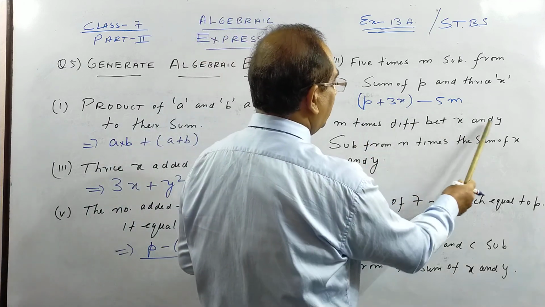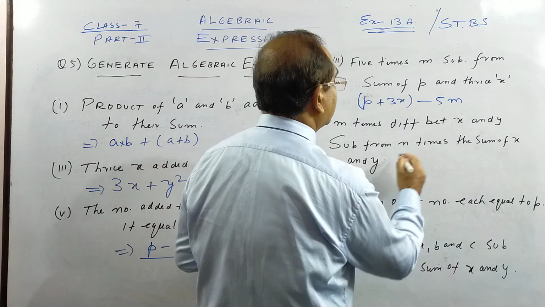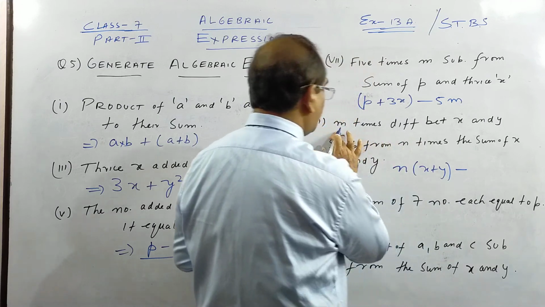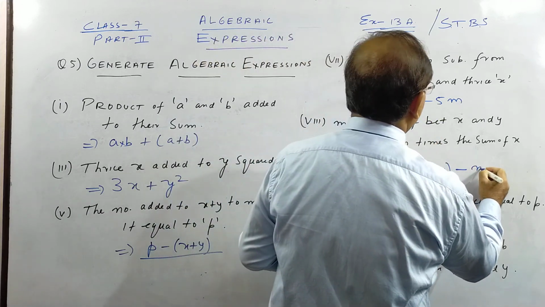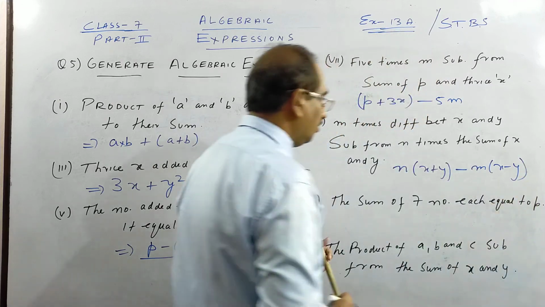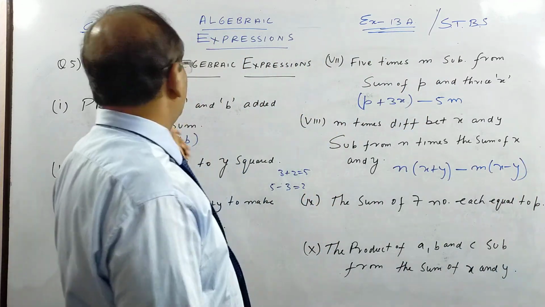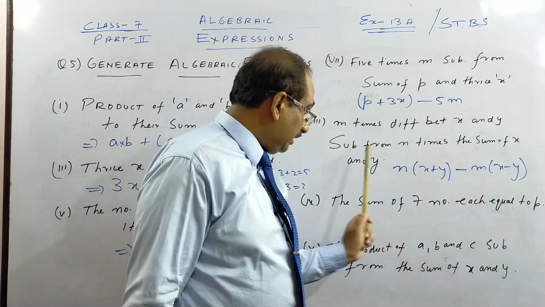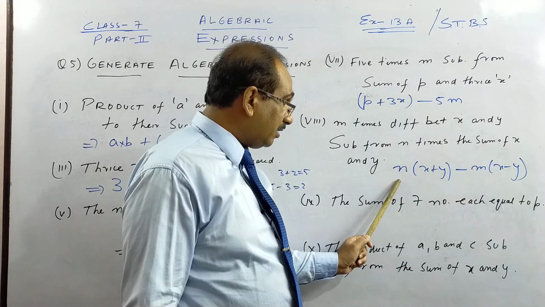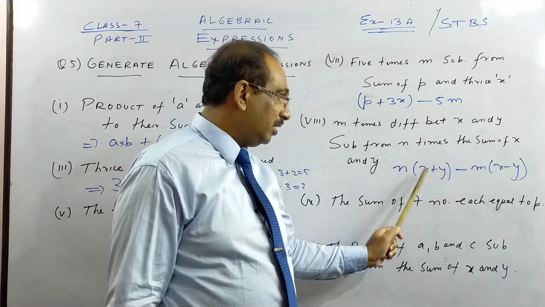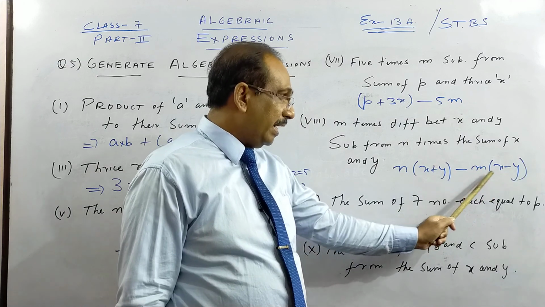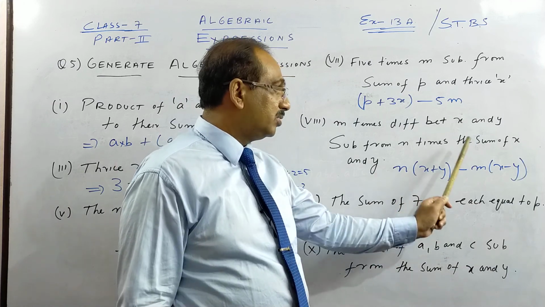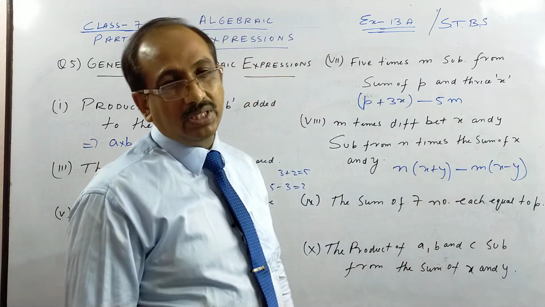M times the difference between x and y is subtracted, so this we have to write first. N times the sum of x plus y, we subtract m times the difference of x and y. Once more, this is one of the hardest sums for you in class 7. See here, m times the difference between x and y is subtracted from n times the sum of x and y. Okay, so try to do it 2-3 times, you will understand.